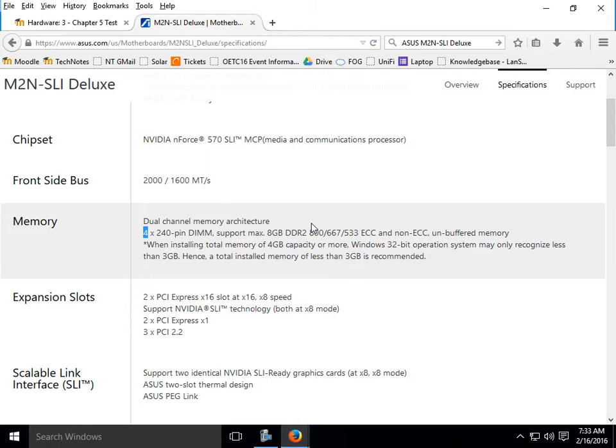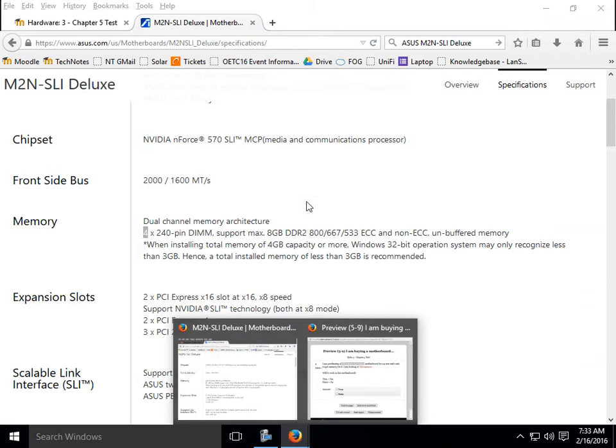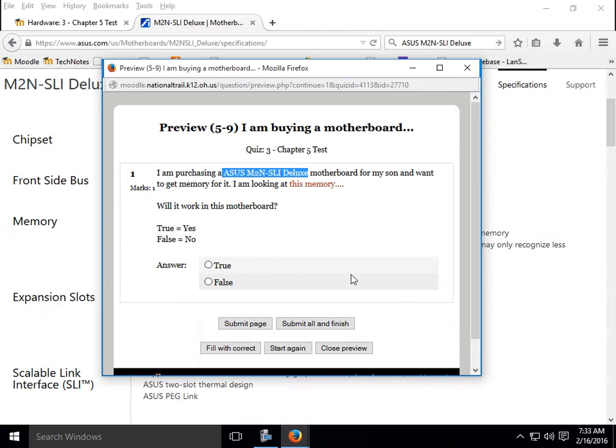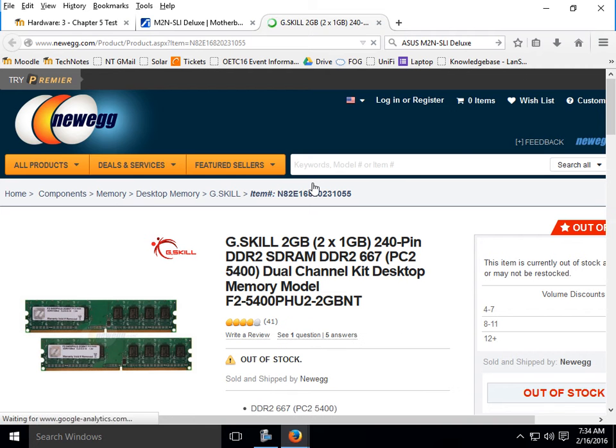So if he showed me 4 gig sticks, it's not going to work. If he showed me 8 or 16 gig sticks, it's not going to work. And right here, it's only going to take 2 gig sticks, it's only going to take DDR2, it's going to take those 3 speeds, but it takes ECC or non-ECC. So I say that to myself first, and then I click on the link and say, what kind of RAM is it?